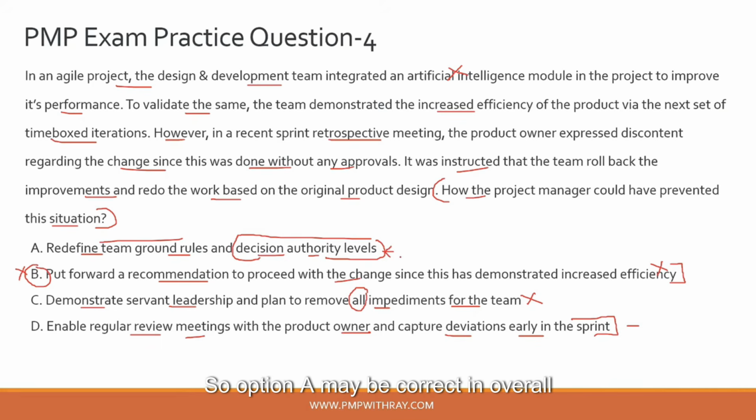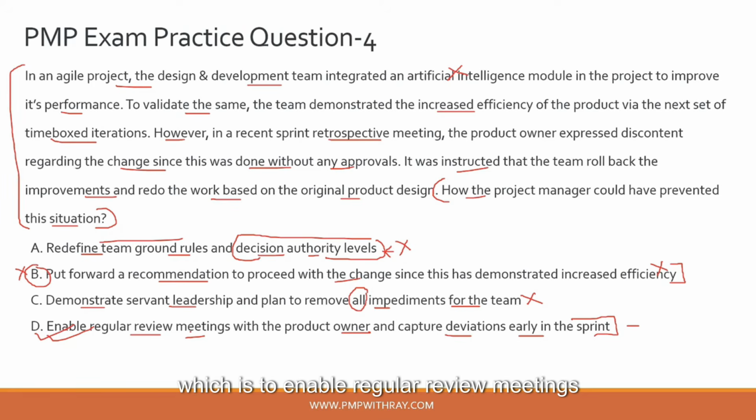Very important. So option A may be correct in overall project management or overall in an agile or a hybrid project, but it is not quite relevant for the scenario that is presented in this question. So for that reason, option number A is incorrect, and the correct answer to this question is option number D, which is to enable regular review meetings with the product owner and capturing deviations early in the sprint.